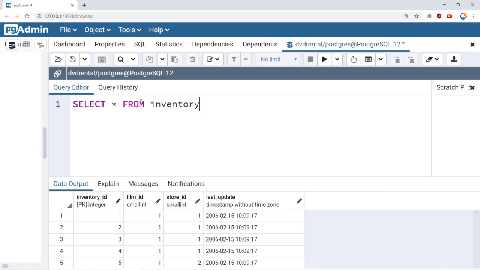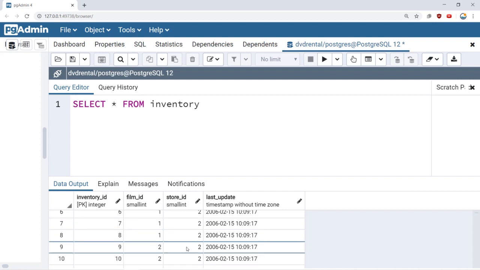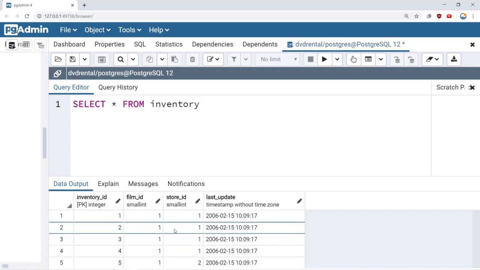So let's start exploring this. Keep in mind, each row in the film table may have 0 or many rows in the inventory table. So for example, we have film ID 1 is currently in inventory both in store ID 1 and store ID 2. So we have lots of copies of film ID 1 in both stores. So what I'm going to do is the following.